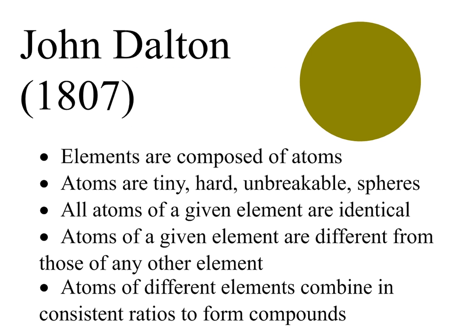Dalton's model is pretty simple. It basically can be pictured as a solid, indestructible sphere. The parts of Dalton's model included that elements are composed of atoms. Again, nothing very new. Atoms are tiny, hard, unbreakable spheres. All atoms of a given element are identical. Atoms of a given element are different from those of any other element. And atoms of different elements combine in consistent ratios to form compounds.